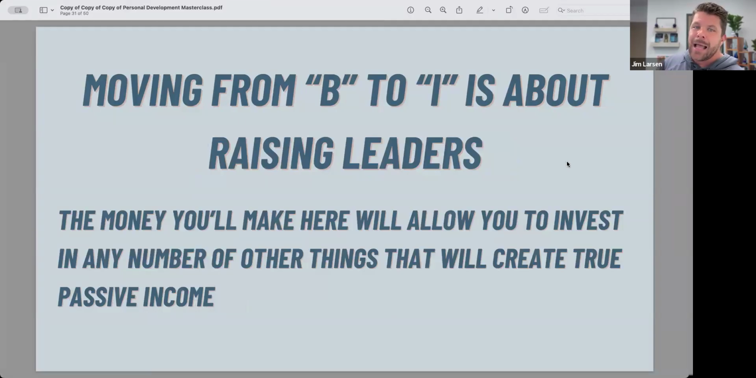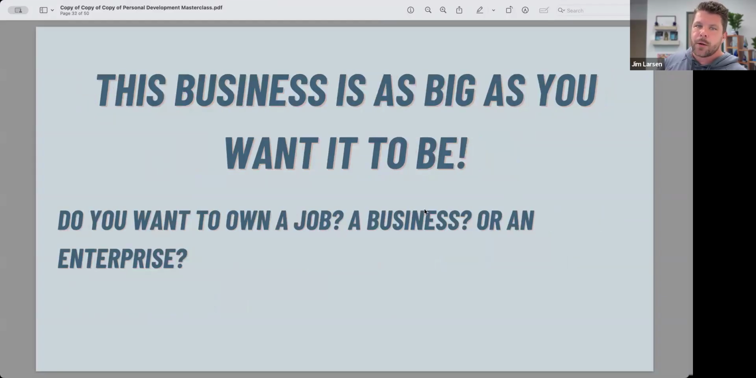And then moving from B to I is about raising leaders. The money you're going to make here is going to allow you to invest in any number of things that will create true passive income, allowing your money to work for you. This business is as big as you want it to be.